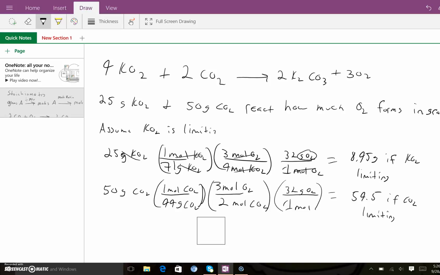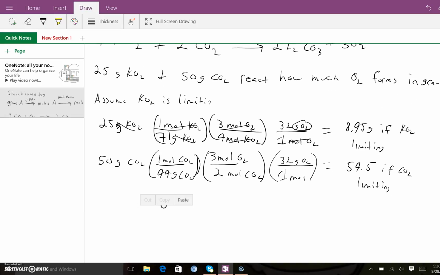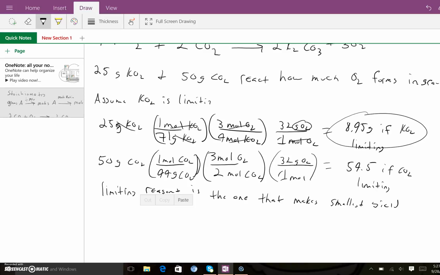By definition, the limiting reagent is the one that's used up first, or the one that makes the smallest yield. So the limiting reagent is the one that makes the smallest yield. And this is no contest. KO2 is limiting because it only makes 8.45 grams. So the final answer is 8.45 grams.